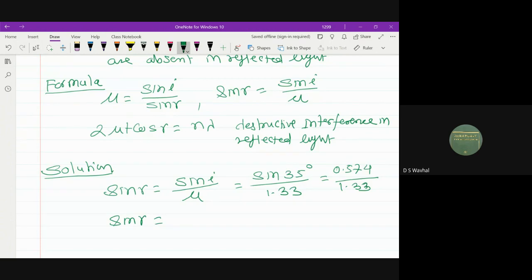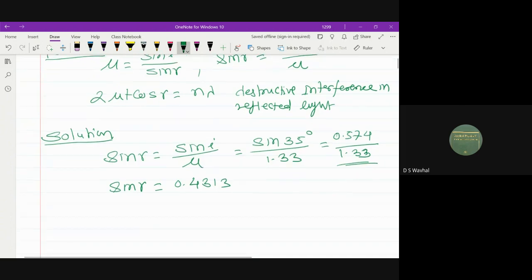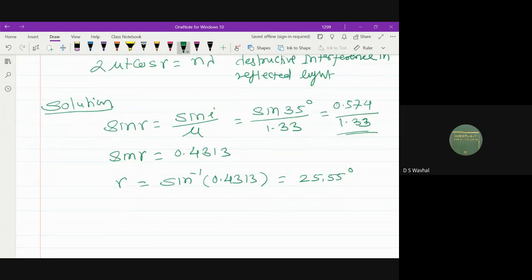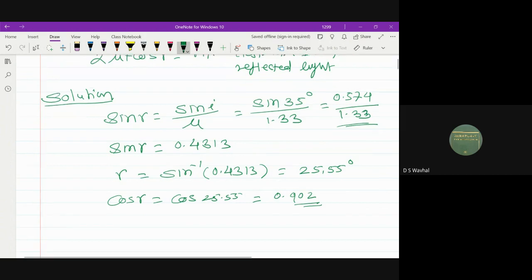So after solving this, we get sin r is equals to 0.4313. We have to find r, so r equals to sin inverse of 0.4313, and that comes around 25.55 degree. In the formula, what is required is cos r. So let us find the value of cos r also here. That is cos of 25.55 degree, and it is equals to 0.902. So we got the value of cos r.